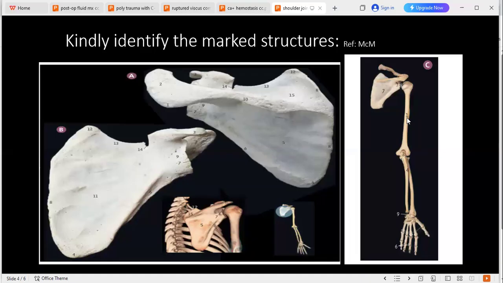Please tell me the quadrangular space, its boundaries, and what passes through it. The quadrangular space is formed by the humerus laterally, superiorly teres minor, inferiorly teres major, and medially the long head of triceps. Structures passing through it: the axillary nerve and the posterior circumflex humeral artery. Okay, please tell me the origin and insertion of the pectoralis major muscle.